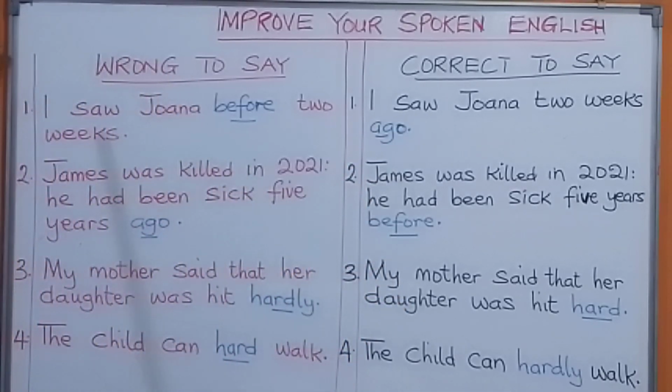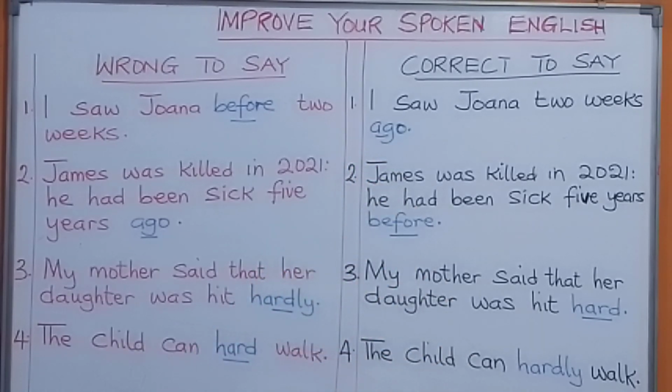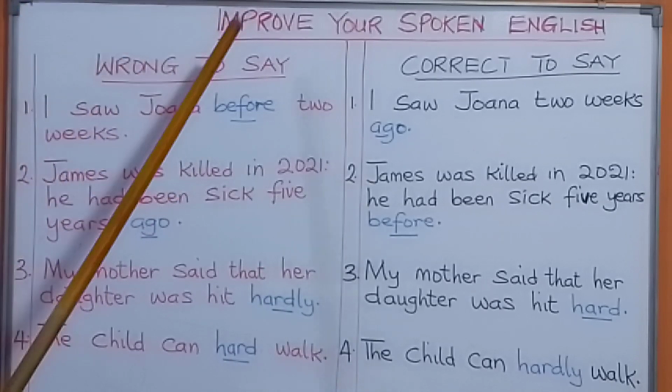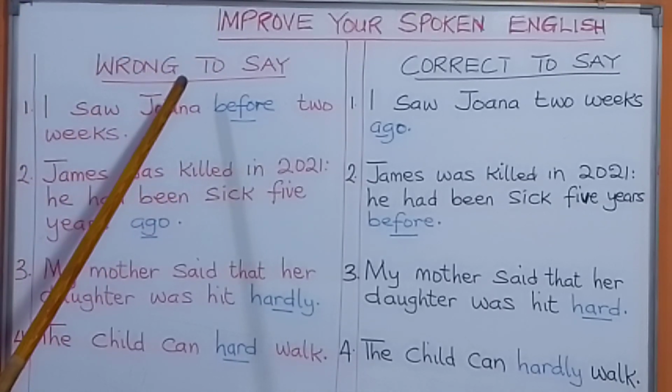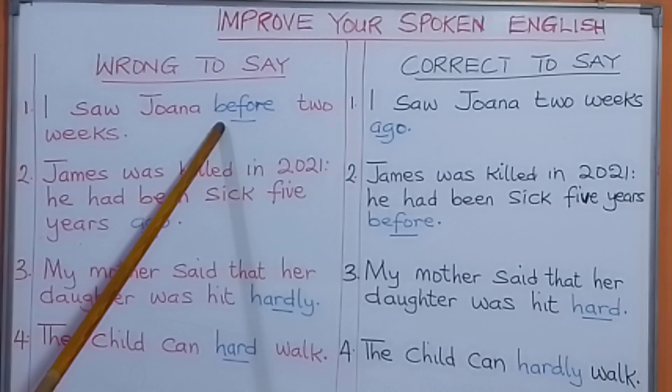That's why, for example, when we say ago, we say half an hour ago, 3 days ago, 4 months ago, 5 years ago, a long time ago. Because we are counting from the time we are speaking to a point in the past. But if we are counting from a distant past to a nearer point in the past, then we use before.